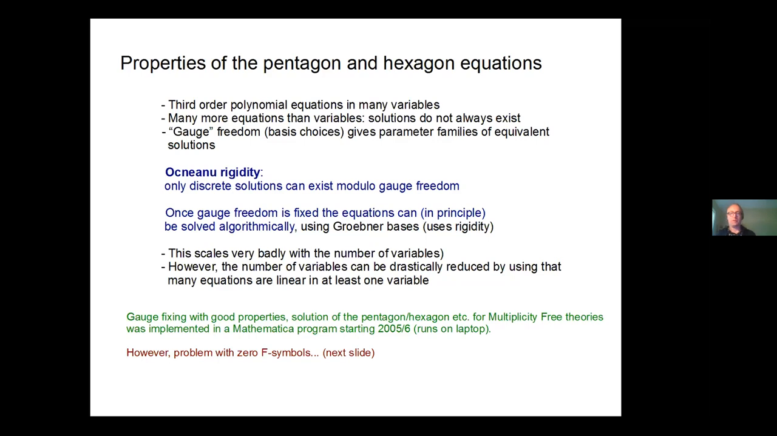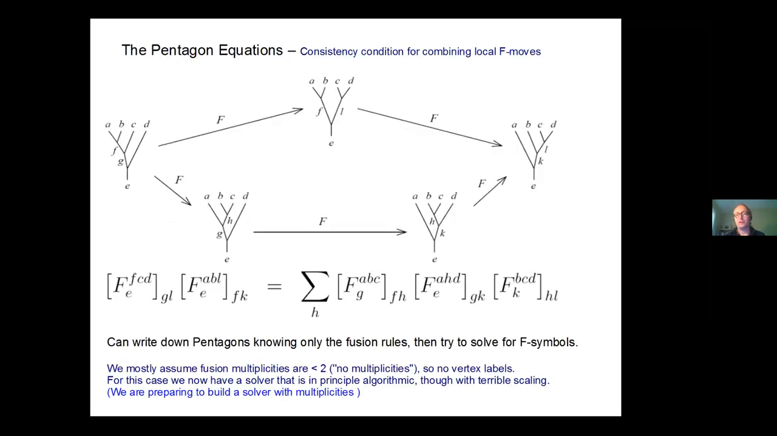I'm not going to actually spend too much time on it because I'm going to say some other things that don't require the pentagon equations. So first of all, the pentagon equations are third-order polynomial equations, and there are many variables. You can see they're third order because I just have three F symbols on the right-hand side here with the summation, and two F symbols on the left-hand side. So they're at most third order if the three F symbols on this side happen to be the same variable. Crucially, usually they're not all the same variable.